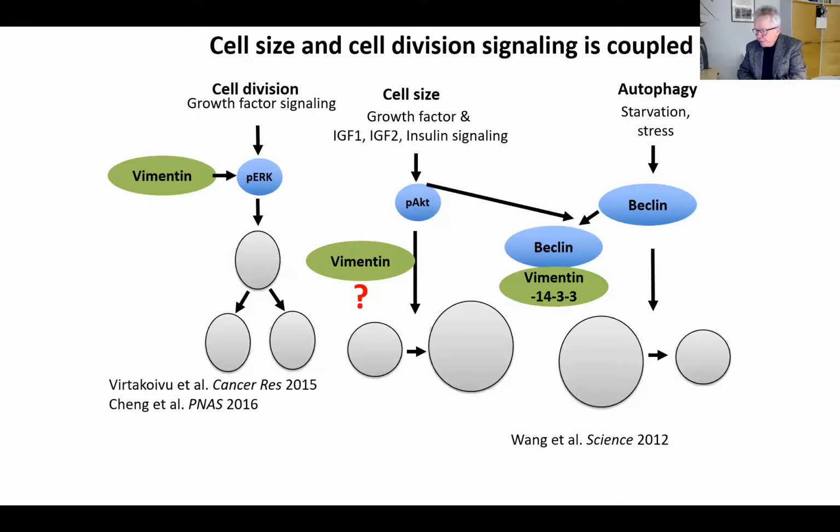As I mentioned, we already know that vimentin is involved in regulating cell division. Now, could it also be there to regulate cell size? It's attractive because cell size is also linked to autophagy, and there was a nice study from Beth Levine's lab in Science in 2012, linking vimentin to 14-3-3 functions regulating Beclin, which is an autophagy regulator. So it would be attractive to have this all together. So let's have a look.